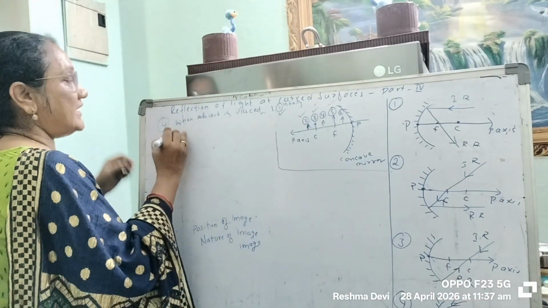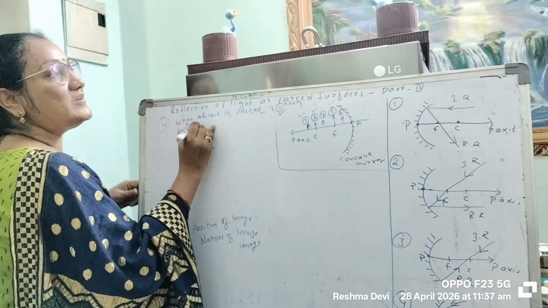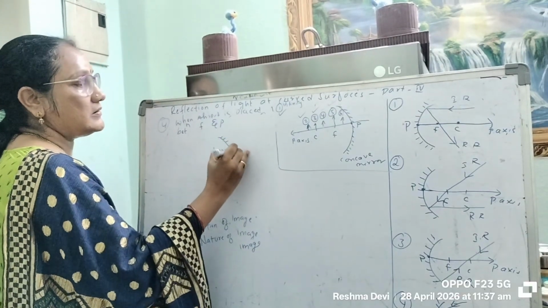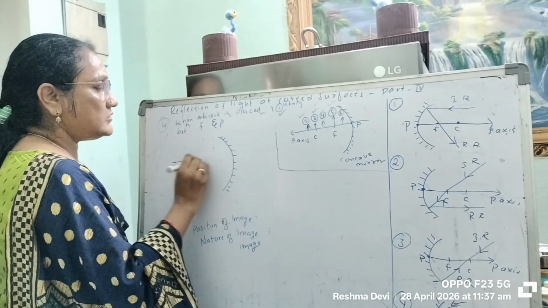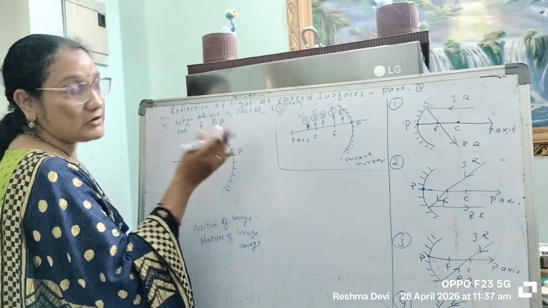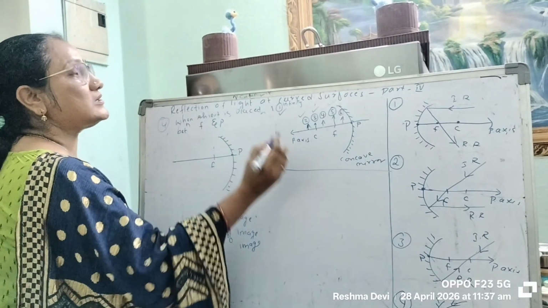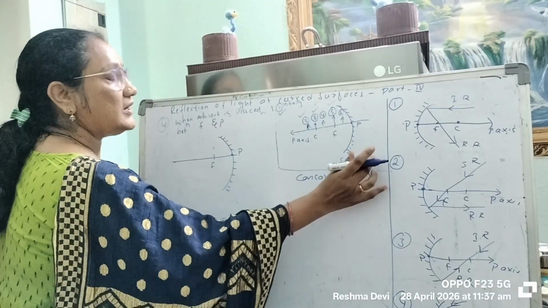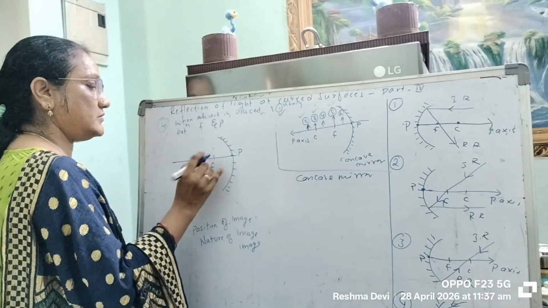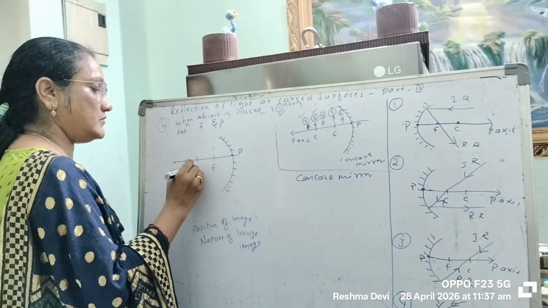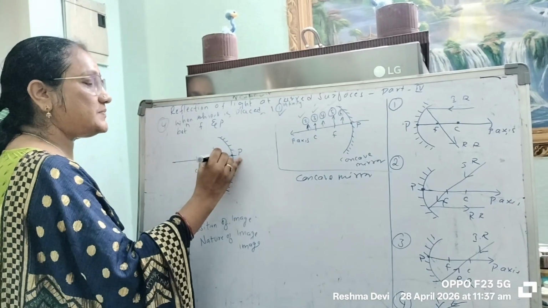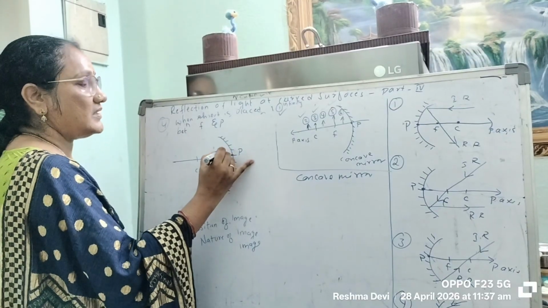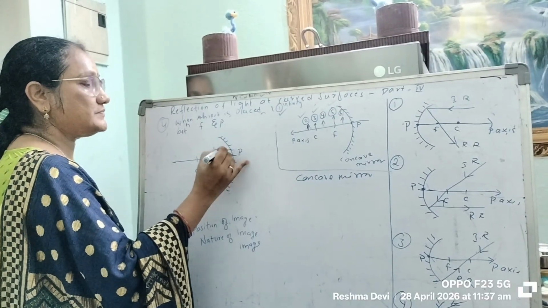When object is placed between F and P, as usual, don't forget to draw concave mirror. Concave mirror. We are talking for concave mirror. Here I already got. Now where the object is placed? Between F and P. Now one parallel rays.